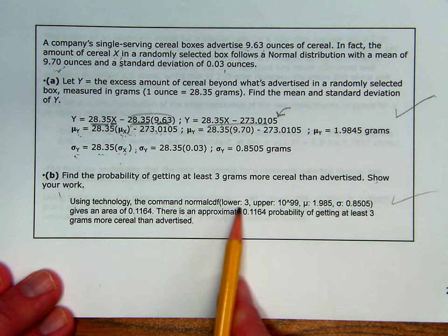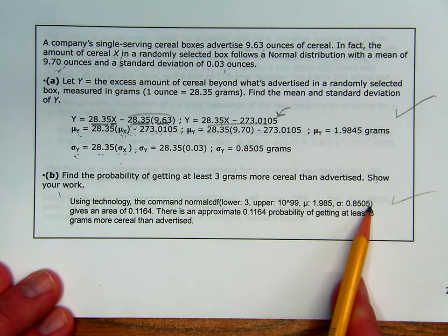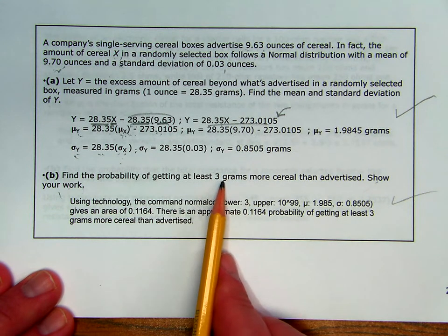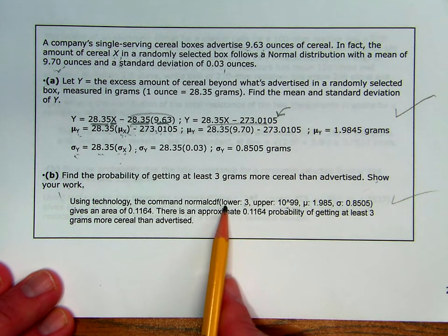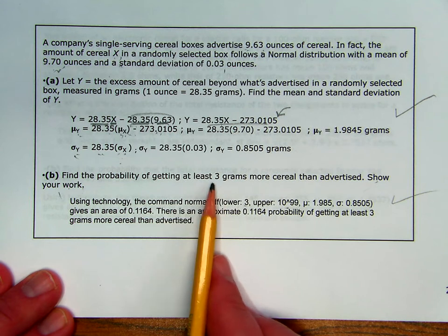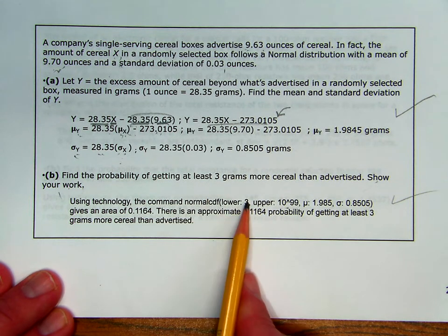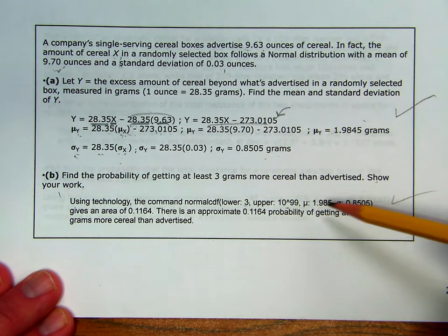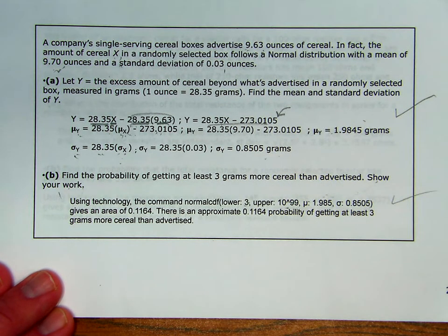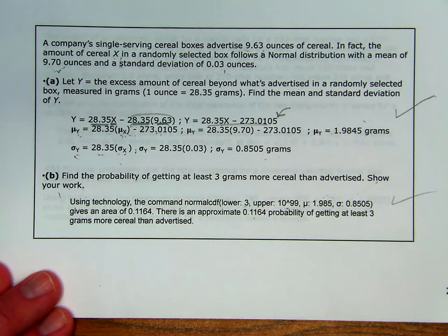Using technology, the command normalcdf, lower, upper, mean, standard deviation. So at least 3 grams is greater than 3 grams. That's the lower, upper, and this is a continuous probability distribution, so we don't care whether the actual 3 is included or not. That goes in as is. And then the mean and the standard deviation that we just calculated go in those 2 slots. That gives us our area. There's an approximate 0.11, or a little bit less than a 12% chance of getting at least 3 grams more than advertised. Another AP note, without these labels, you're not getting full credit.